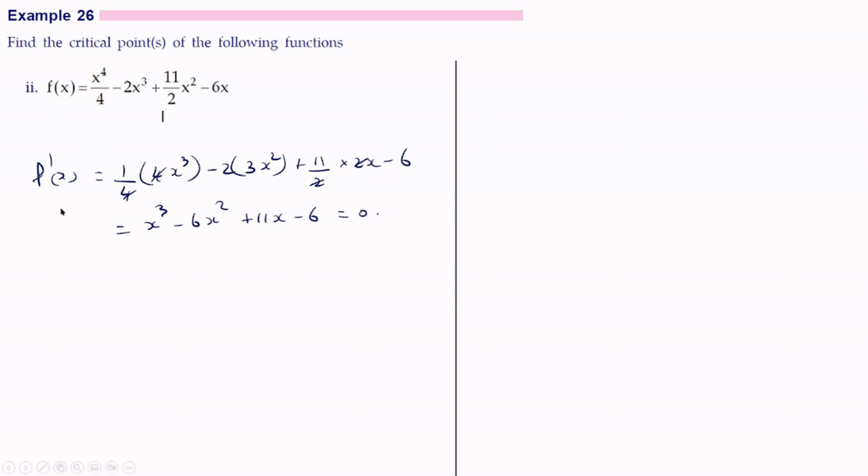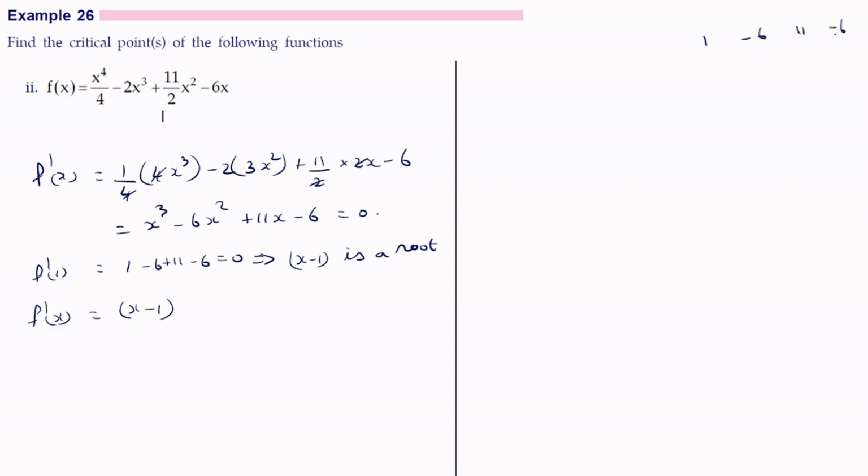So to find the first point, here let us substitute x as 1 and check. When we substitute x is equal to 1, f dash of 1 is equal to 1 minus 6 plus 11 minus 6 equal to 0. So this implies x minus 1 is a root of this equation. So f dash of x is equal to x minus 1 into, and now to find the other factors we can perform synthetic division. So for that, first let us write the coefficients of all these. X cube is 1, x square is minus 6, x is 11, constant is minus 6. Here we have x minus 1. So here we have 1, bring this 1 here.